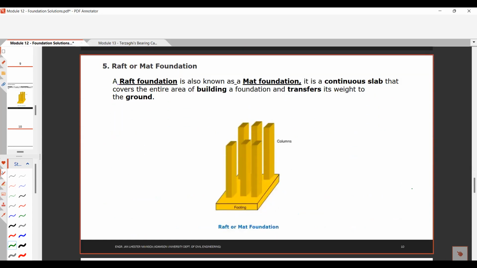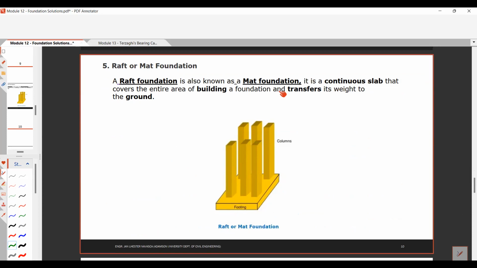Next is a raft or a mat foundation. Okay? A raft or a mat foundation, or sometimes they are interchangeable. Okay, so it is a continuous slab that covers the entire area of the building of a foundation and transfers its weight to the ground. Okay, so kaya siya tinawag na mat or a raft foundation is because basically marami kang column sa footing na yan.